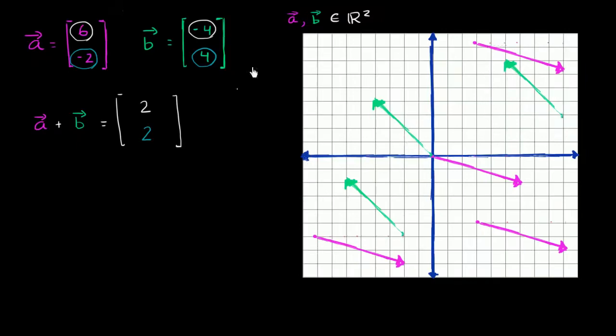So how does the way that I drew vector A and B gel with what its sum is? So let me draw its sum like this. Let me draw its sum in this blue color.